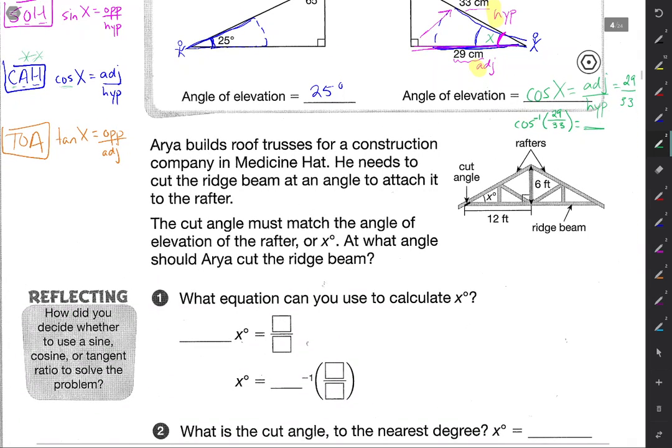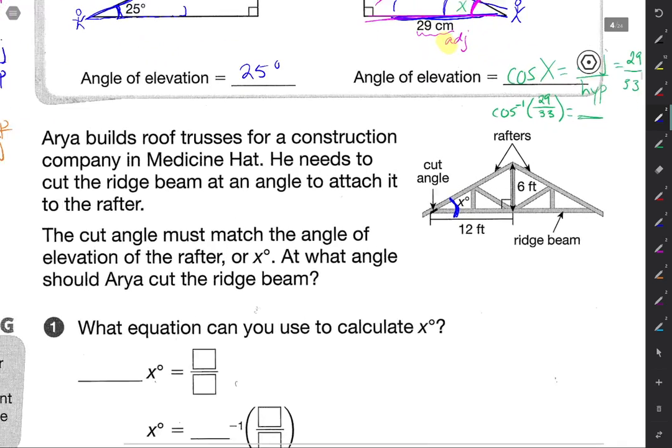So let's look at this first example. It says, Arya builds roof trusses for a construction company in Medicine Hat. He needs to cut the ridge beam at an angle to attach it to the rafter. The cut angle must match the angle of elevation of the rafter, or x degrees. At what angle should Arya cut the ridge beam? I don't know if I'm saying that name correctly, but that's okay. So what equation could we use to calculate the angle x degrees? We're talking about the angle right there that they labeled for us.